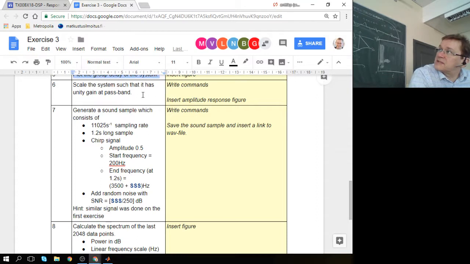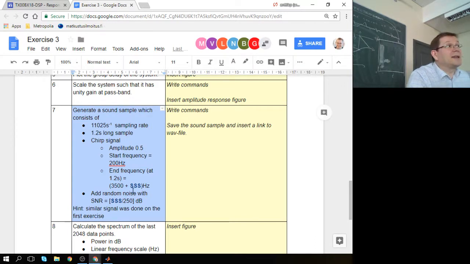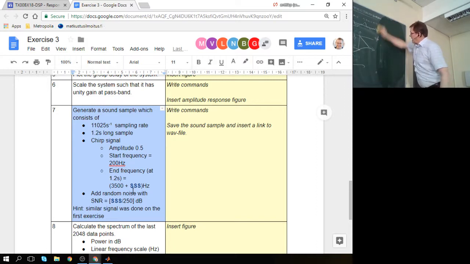Okay, scale the system. Okay, wow, that's fun. Even more stuff. So scaling, we had the scaling previously also. And then we have generating a sound sample just for fun. By the way, decibels. You really need to review the decibels. There's lots of errors on that part.